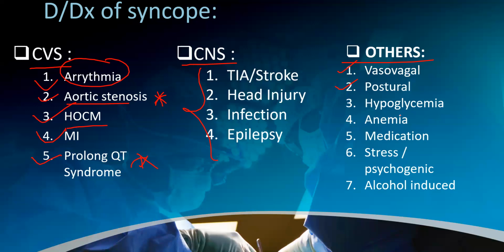So that's vasovagal syncope. Hypoglycemia sometimes can present with loss of consciousness. Anemia can be a cause. Some medications can cause syncope, especially those which reduce your blood pressure, like diuretics or antacids. Sometimes even a psychogenic cause can result in syncope, stress-induced or sometimes even conversion disorder; a patient can present with syncope.